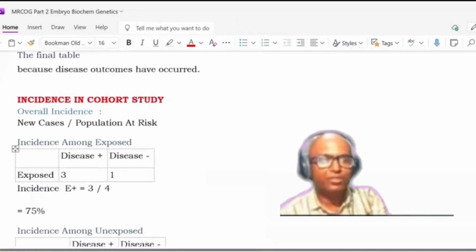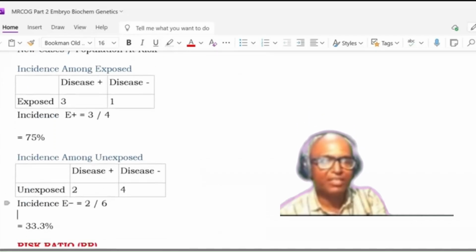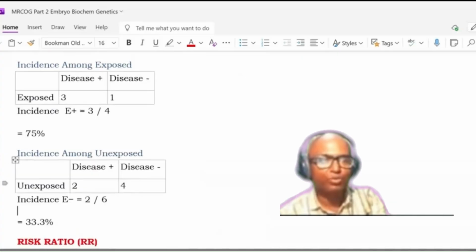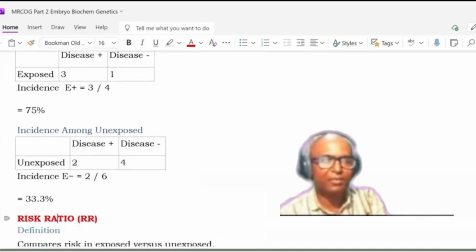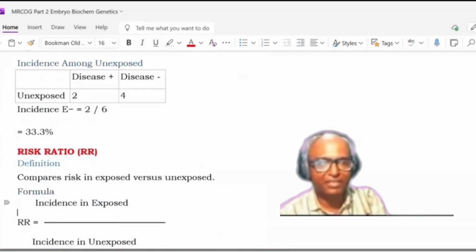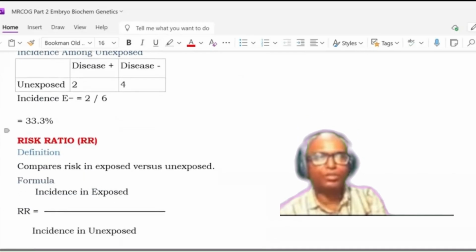Okay, so exposed 3 and unexposed 1, total was 4. So 3 out of 4, 75% will develop the disease, while in the unexposed group 2 out of 4, that is, total will be 6. So 2 out of 6, that will be 33.3% will develop the disease. Okay, so that is how you calculate the incidence among exposed and the incidence among unexposed.